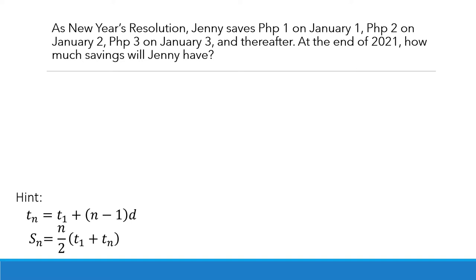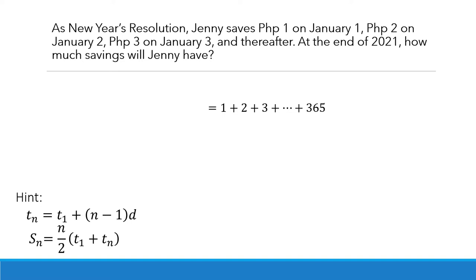Now let's go back to the problem we had a while ago. We were asked to find the total savings that Jenny will have at the end of 2021. And we can get the answer by adding 1 plus 2 plus 3 plus and so on and so forth until plus 365. Now, if we write this series thoroughly and add the addends one by one, it will take some time in order to get the sum.